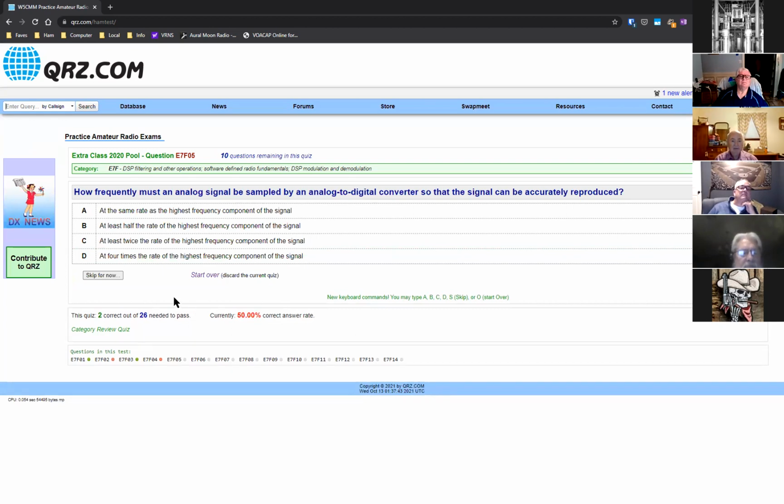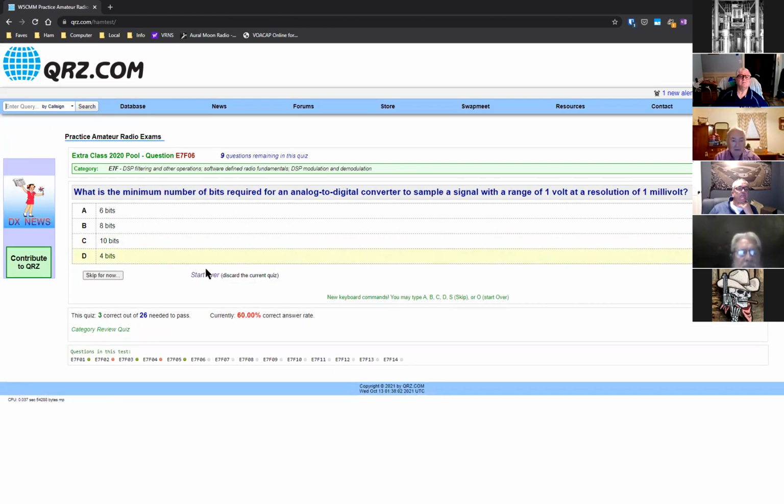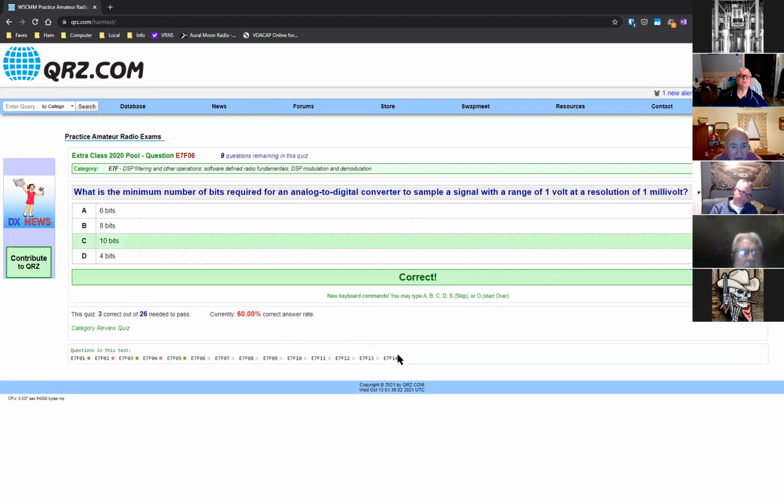How frequently must an analog signal be sampled by an analog to digital converter so that the signal can be accurately reproduced? At least twice. Yeah, C. What is the minimum number of bits required for an analog to digital converter to sample a signal with a range of 1 volt at a resolution of 1 millivolt? C.